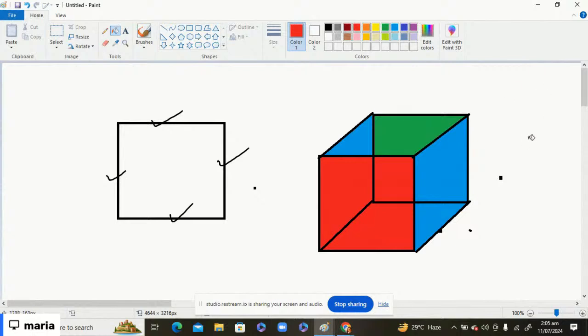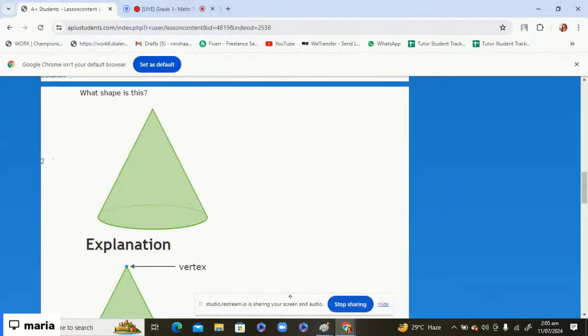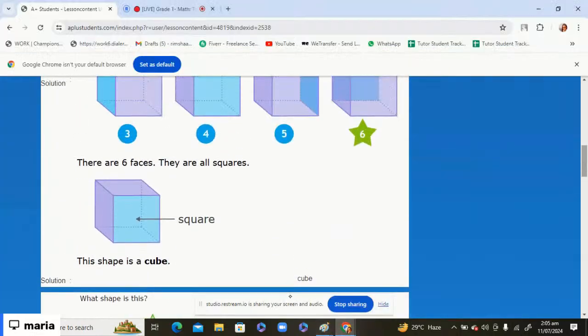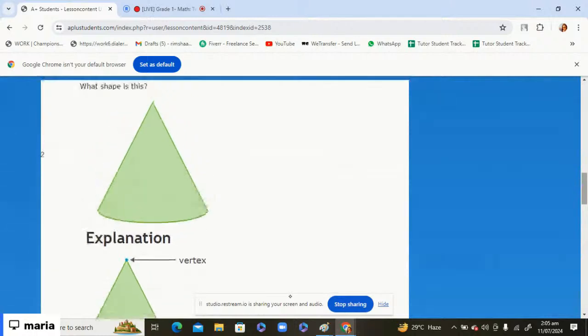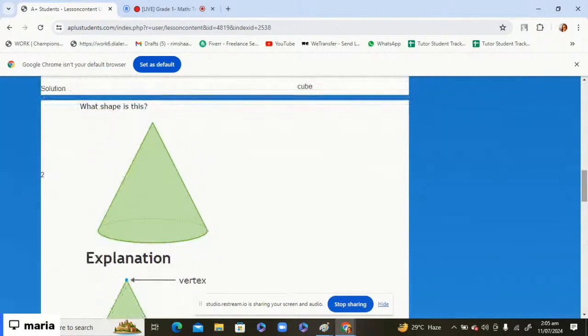Okay, now let's do the next one. So here is the shape of the cube. Okay, so when we see that, what is this shape? Look here now. When we see the shape, it's like the shape of a cone.